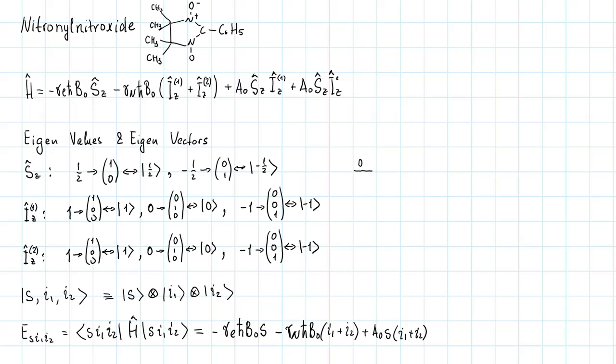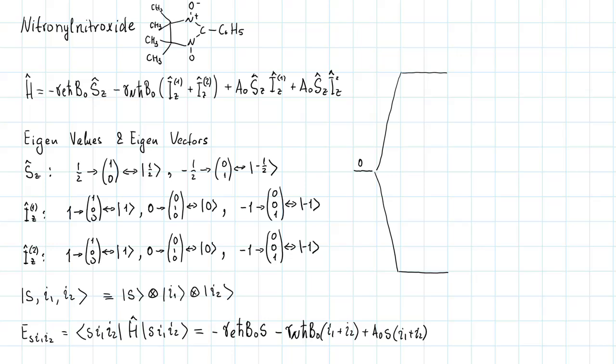First of all, I will draw the contribution to the energy from the first term for the two possible values of S equal to plus 1/2 and minus 1/2. As we see, this term does not depend on the magnetic quantum numbers I1 and I2, and it will be the same for all possible 9 combinations of I1 and I2.